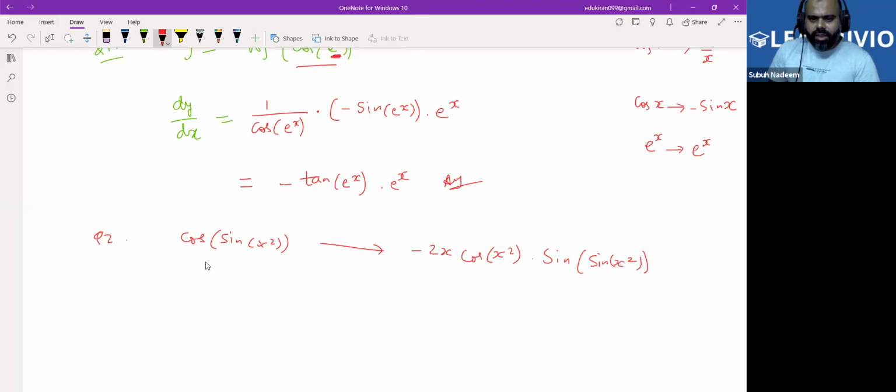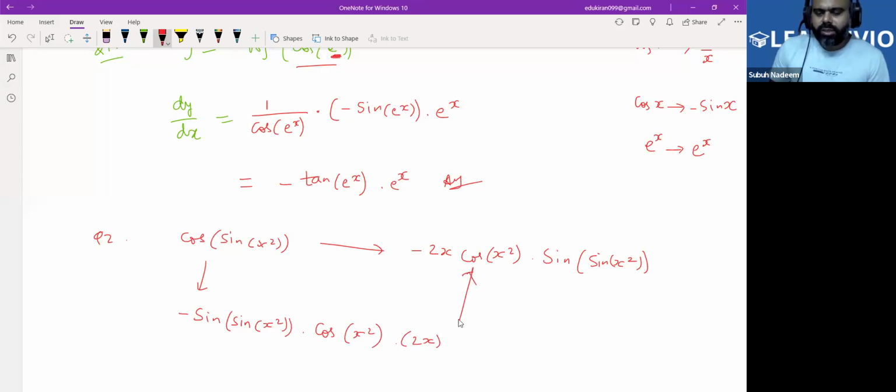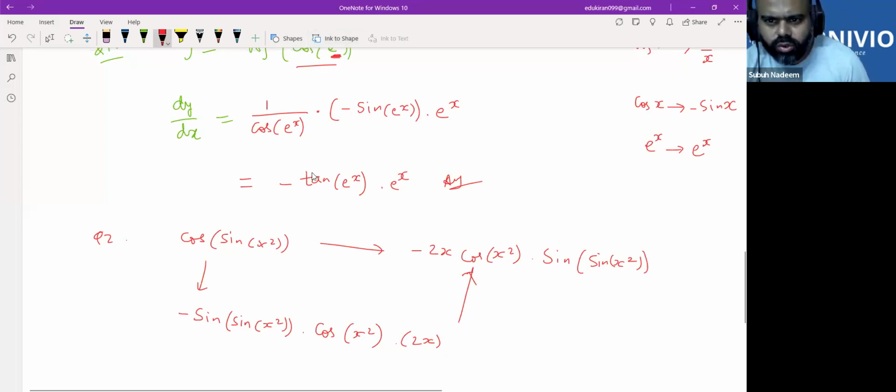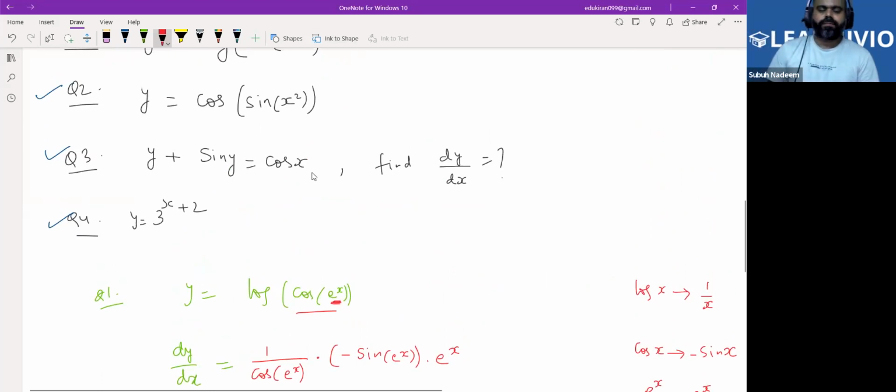So what we have done here is the outermost function cos is differentiated. So minus sine of sine x square we get here. And then sine x square is differentiated to get cos of x square. And then x square is differentiated to get 2x. And then you write this result minus 2x cos x square into sine of sine x square. Is it clear to you also, Shavez? Yes, sir, I got this answer. Okay, you got this answer. Now you can try for third and fourth.